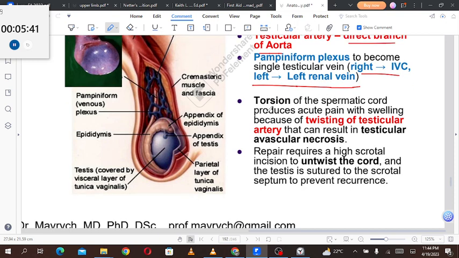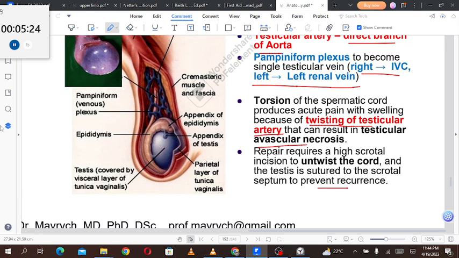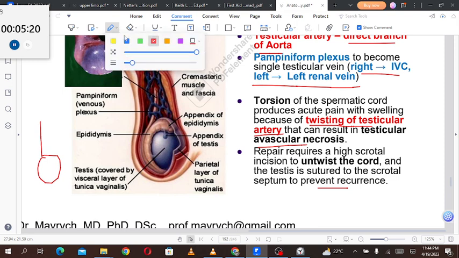Torsion of the spermatic cord produces acute pain with swelling because of twisting of the testicular artery, that can result in testicular avascular necrosis. Repair requires a high scrotal incision to untwist the cord, and the testis is sutured into the scrotal septum to prevent recurrence.